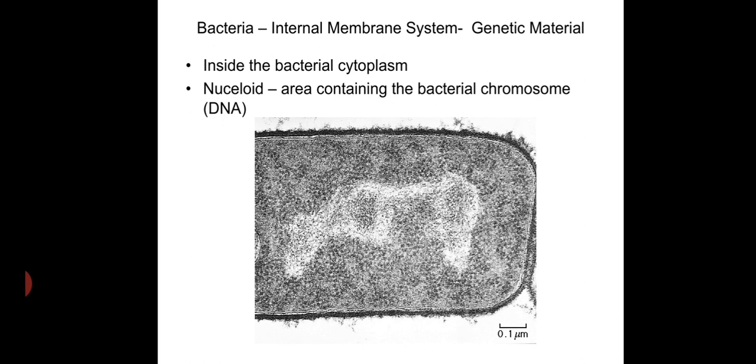As it is circular and continuous, it forms an endless chromosome. It is not considered a true nucleus because it is freely found in the cytoplasm. The region where the bacterial chromosome is located is called the nucleoid, and this figure shows the structure of the nucleoid.